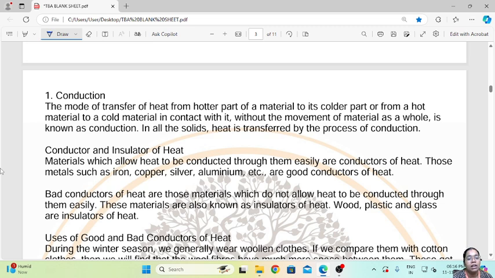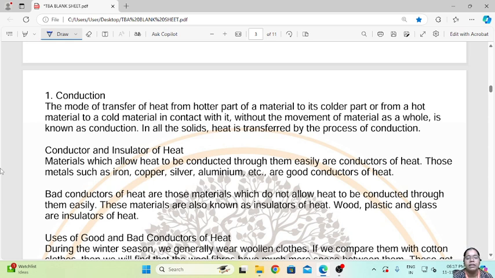Materials which allow the heat to pass or to be conducted through them easily are called conductors of heat, such as metals. All the metals, such as iron, copper, silver, aluminium, etc. are good conductors of heat. Bad conductors of heat are those materials which do not allow the heat to pass through them easily. These materials are called insulators of heat. For example, wood, plastic and glass are all insulators of heat.